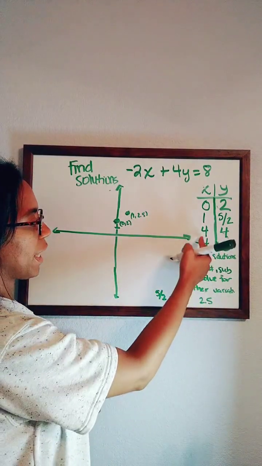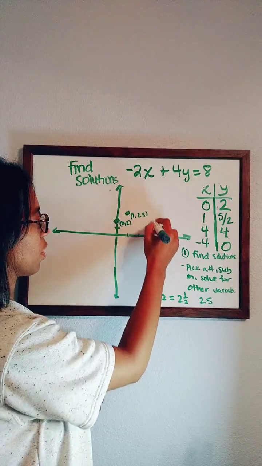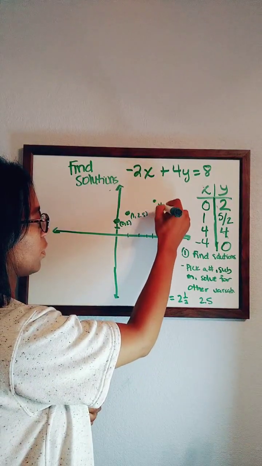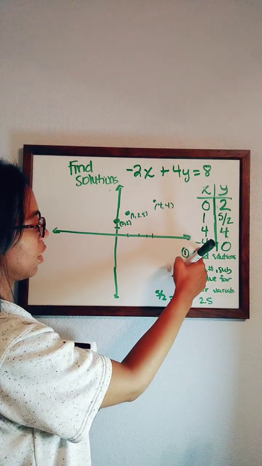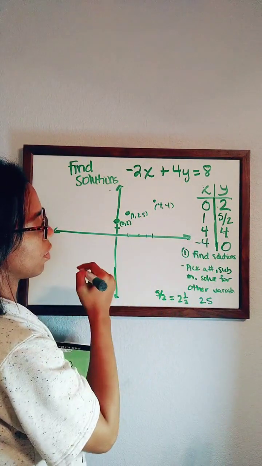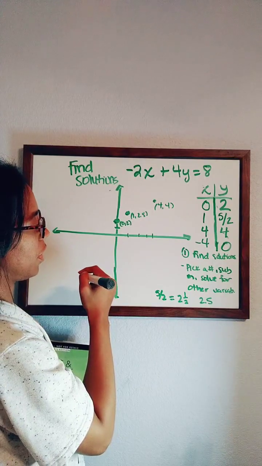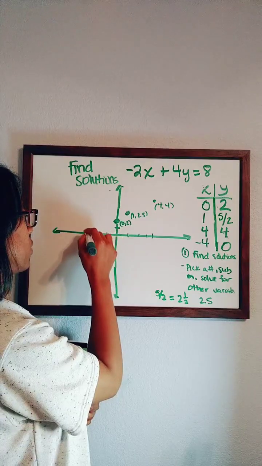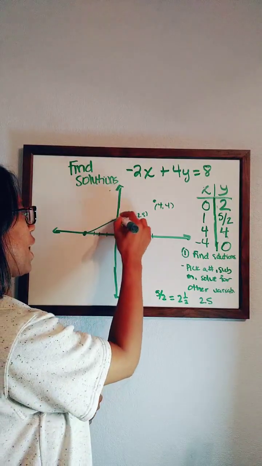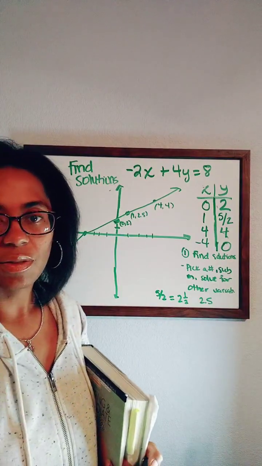Okay? My next point is going to be 4. So this was 1, 2, 3, 4. And I'm going to put 4 up here. So this will be 4, 4. And then I have -4, and then 0. So when X is -4, then Y is going to be 0. So 1, 2, 3, 4. And that would be all my points on the graph.